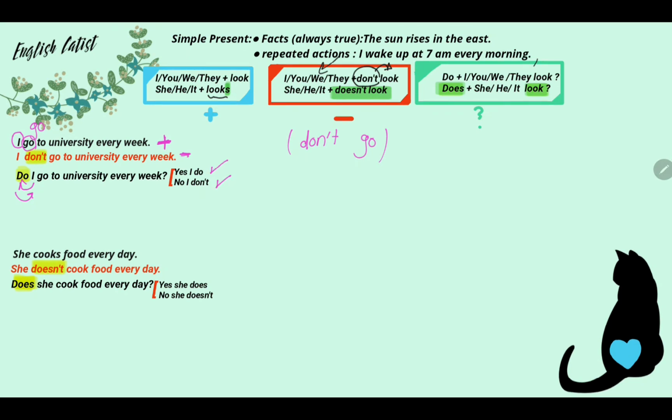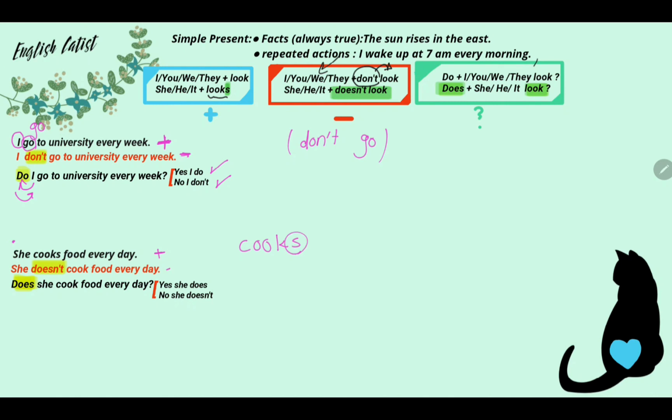Okay, the other example is with she. She cooks food every day. As you can see, in positive form, our verb has s.